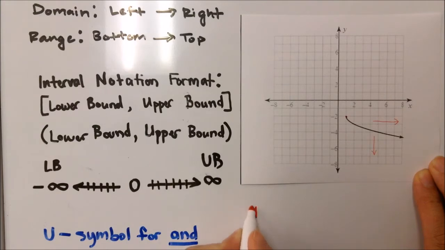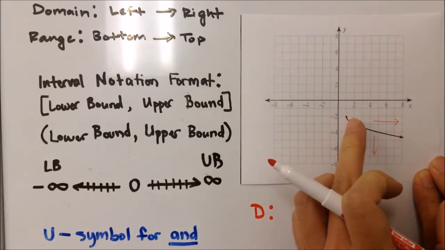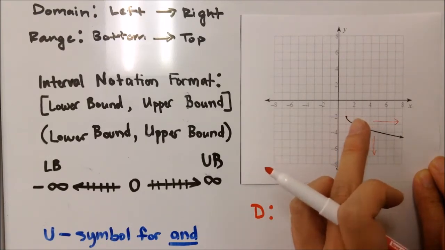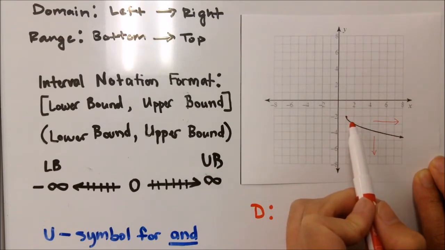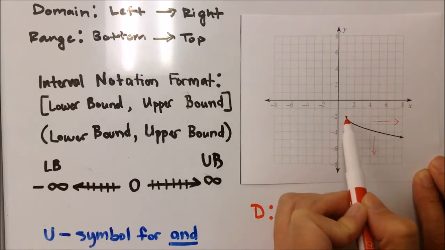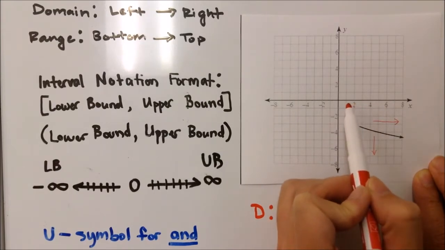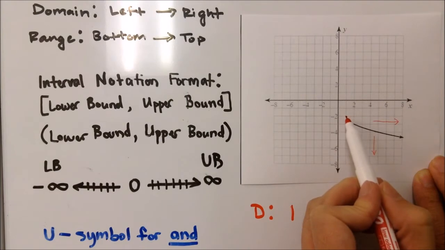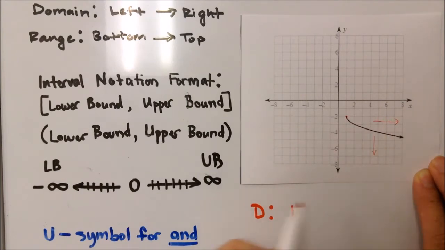So the letter for domain. Now, you have to be very careful when we're using parentheses and brackets for interval notation. Since we're looking at domain, we only worry about the numbers on the x-axis. Looking at this graph, it starts when x is 1. So I'm going to write 1. And since it's right at the intersection, I'm going to use a bracket with a comma.